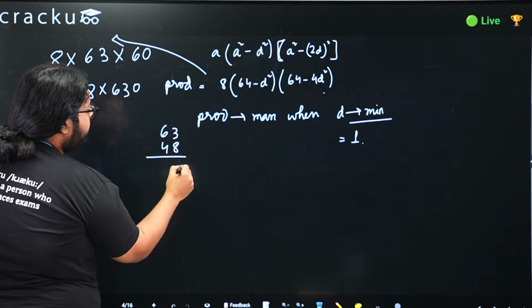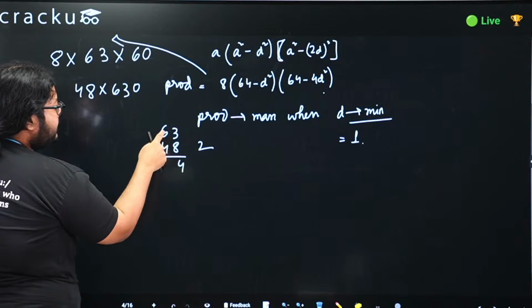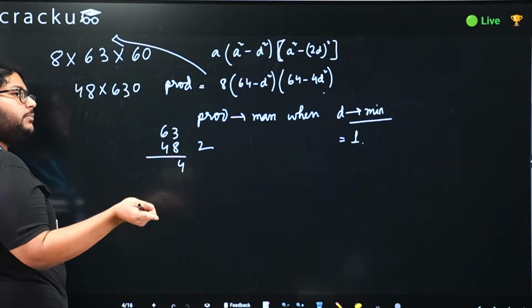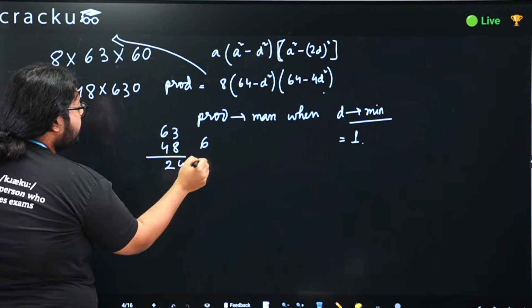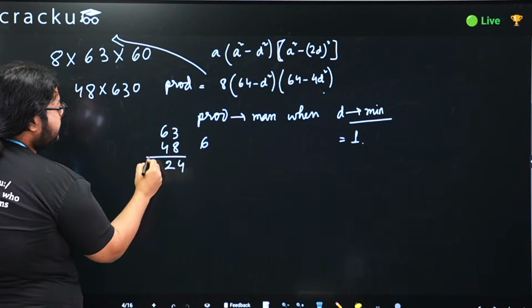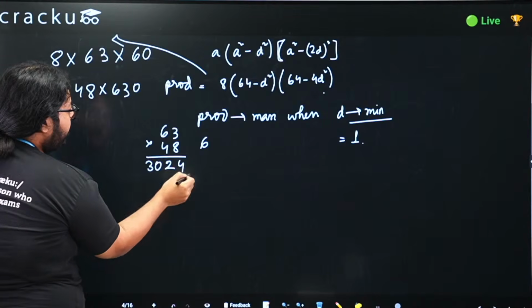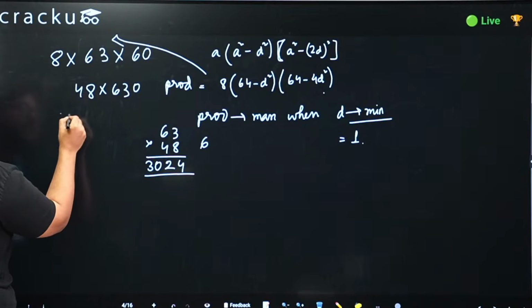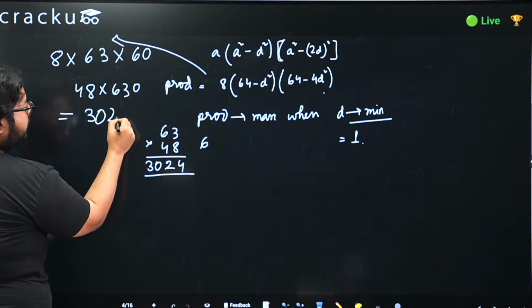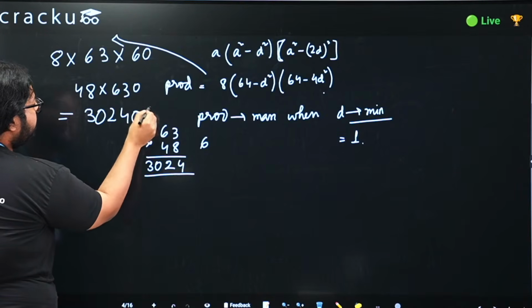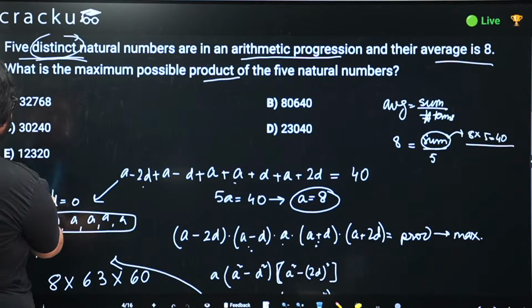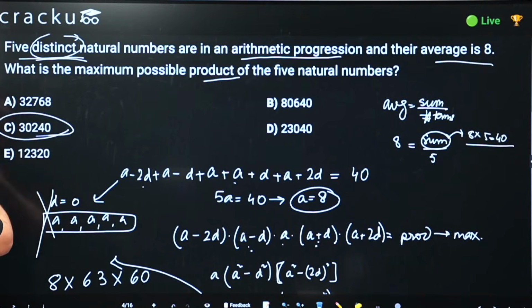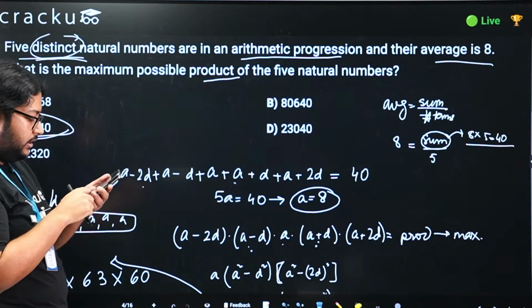8 3s are 24, carry 2. 8 6s are 48 and 4 3s are 12. 48 plus 12 is 60, plus 2 is 62, so carry 6. 6 4s are 24 plus 6, 30. So multiplying this should give me 3024, and a 0 is also there. So the correct answer here is 30240, which is option C.